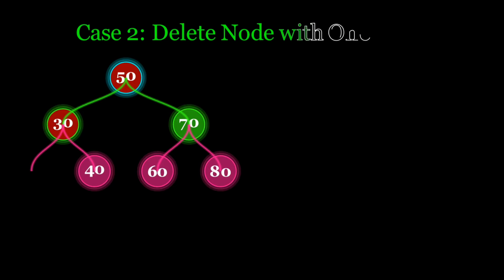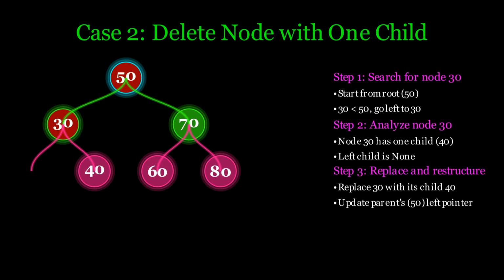Next, let's delete node 30, which has one child, node 40. We start at the root 50. Since 30 is less than 50, we move to the left child 30. Since 30 has one child, we replace it with the child 40. The parent's left pointer is updated to point to 40.